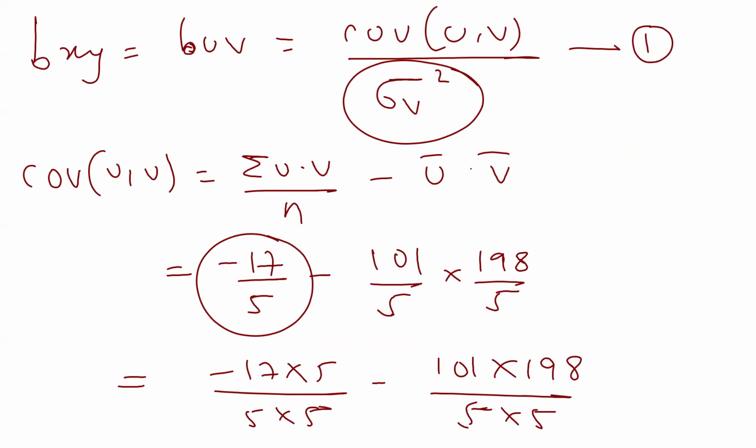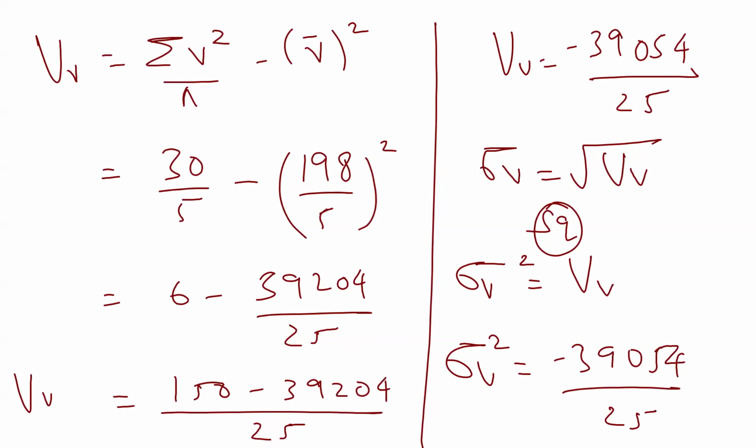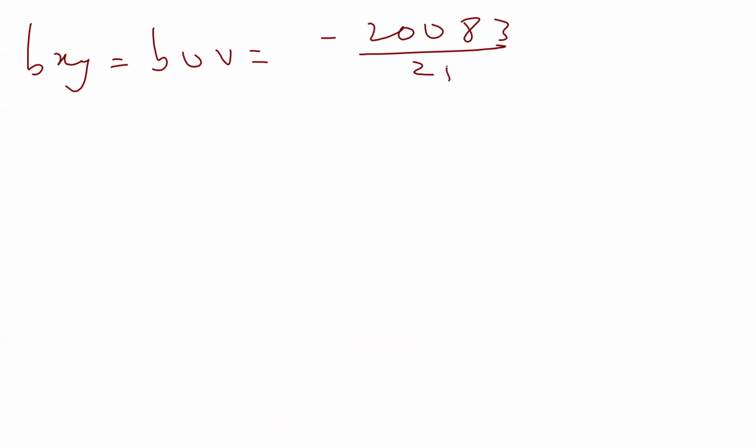So bxy, this is equation number 2, sorry. Okay, bxy is equal to buv, and both the values we have. Bxy is equal to buv. Okay, covariance value is minus 283 upon 25, and this is minus 39054 upon 25.